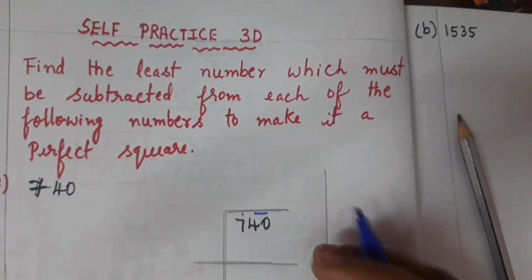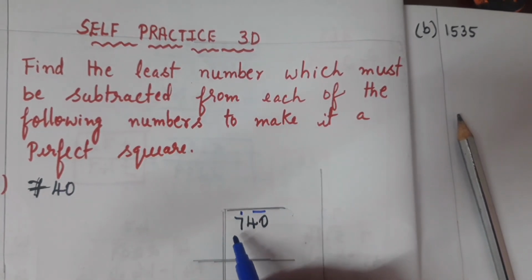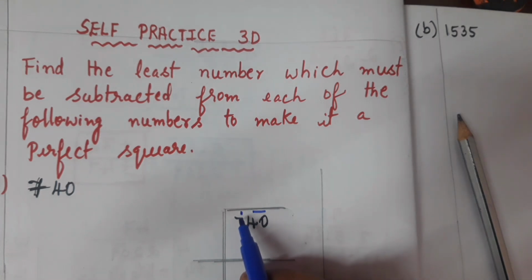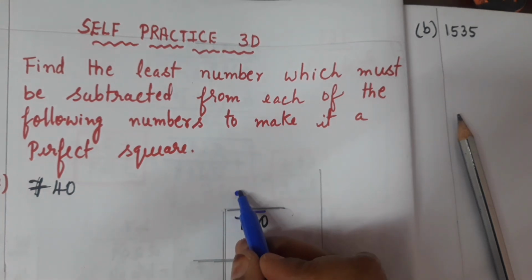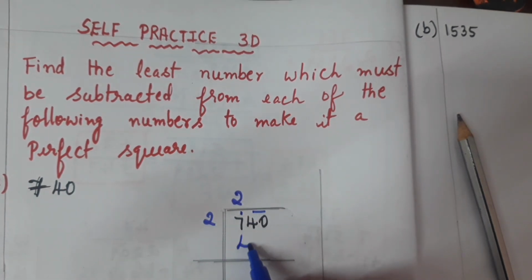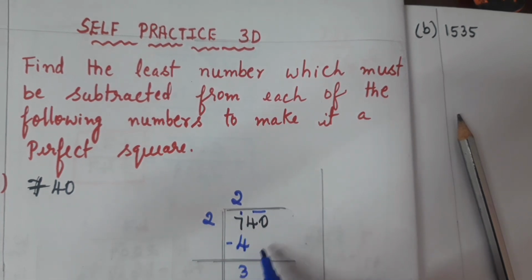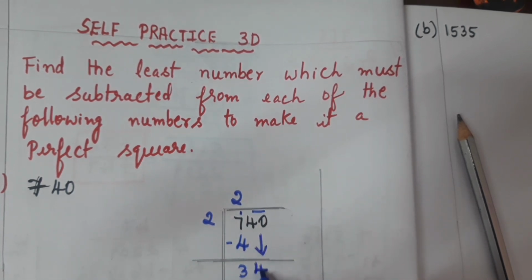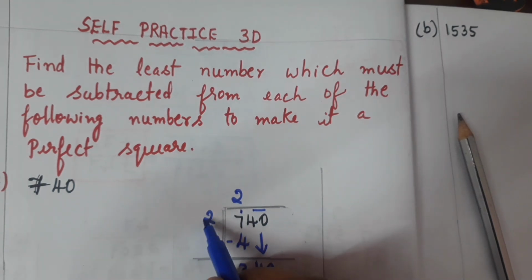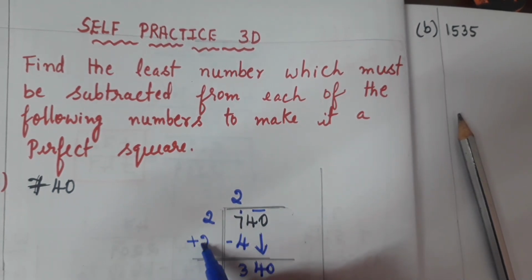Now, in the square numbers, we should see where we get 7 after grouping. 2 2s are 4, 3 3s are 9. 3 3s are 9 means the square number 9 is greater. So we can take 2 2s are 4, and you have the minus symbol. 7 minus 4 is 3, and bring this 40 down. Okay. And the same number we have to add once again, plus 2.